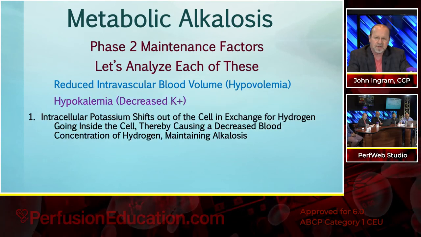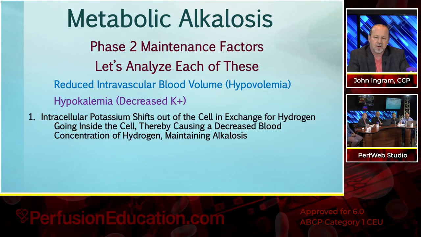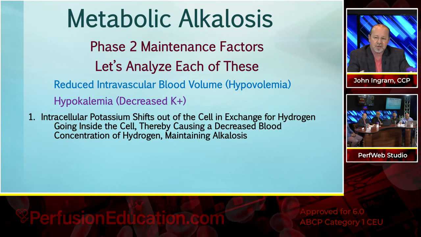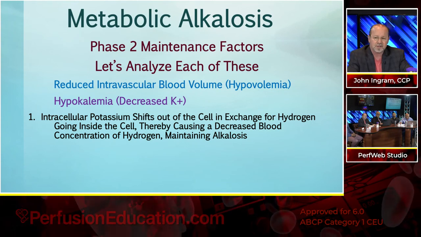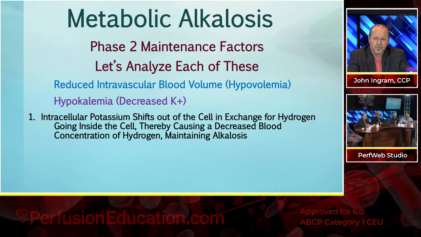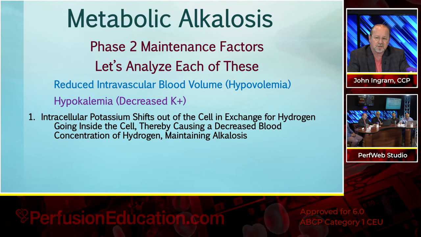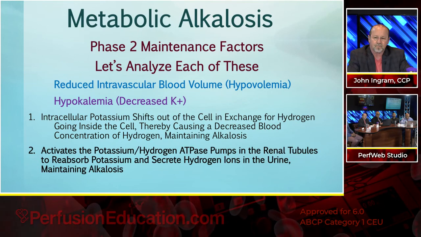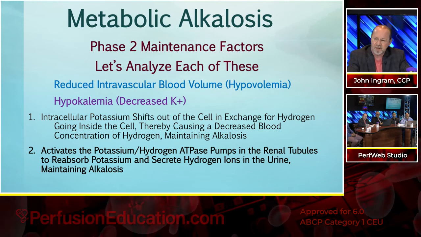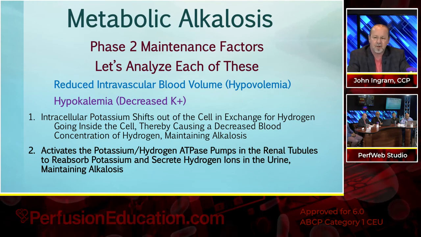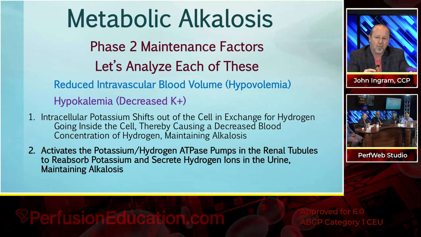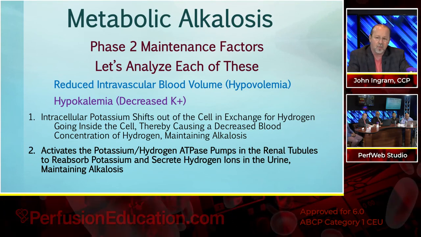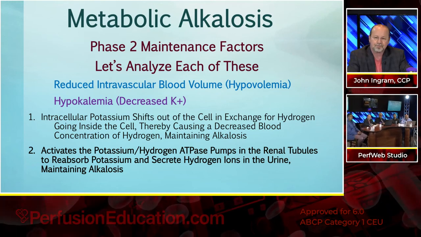In the case of low potassium, intracellular potassium shifts out of the cell in exchange for hydrogen going back inside the cell, which we talked about earlier. This then causes a decrease in concentration of hydrogen, again driving alkalosis. But it also activates the potassium hydrogen ATPase pumps in the renal tubules, which then reabsorb potassium and secrete hydrogen ions in the urine. So that's a double whammy there of low potassium.